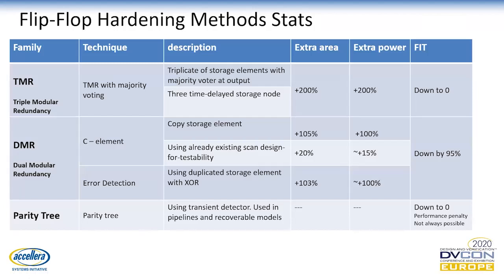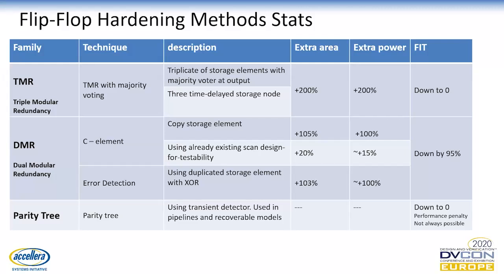A closer look into the extra area and extra power for the TMR and DMR: 200% for the TMR. But the FIT rate, right? If you remember the first few slides where we talked about reducing the FIT rate, that's what is required, we got to reduce down to 0. So TMR can reduce down to 0, but with extra area of 200% or extra power of 200%, bear with it. The DMR can reduce down to 95% of the FIT rate, but the extra area is increased by 100%, right?